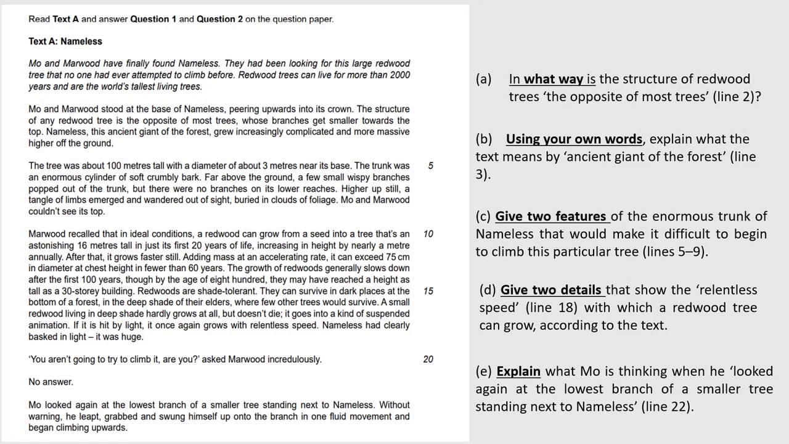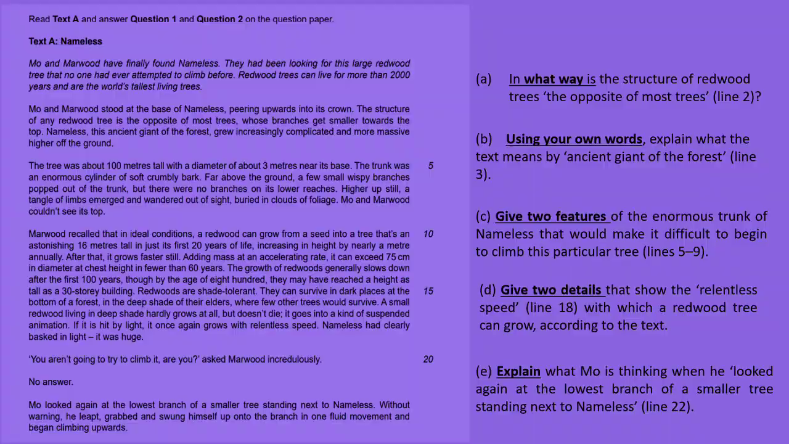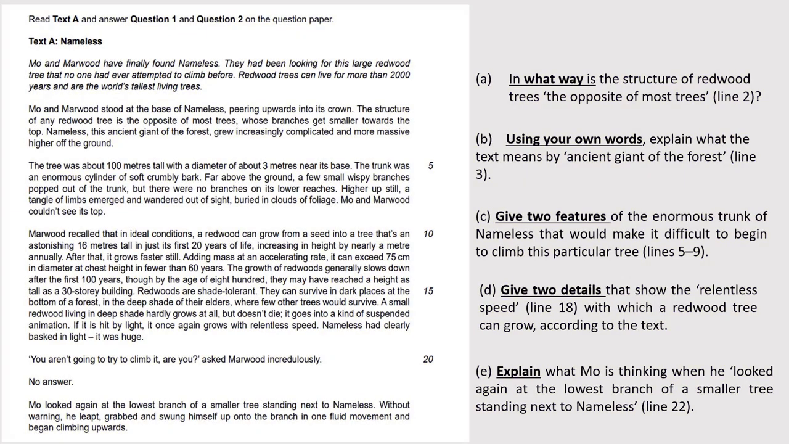Alright, then give 2 details that show the relentless speed. Now this is what you need to focus on, the word relentless and the word speed, with which a redwood tree can grow according to the text. Again, these should be easily available, right? Let's read from line 10 onwards, even though they've said that we should read from line 18. Let's do that. Alright, let's see.